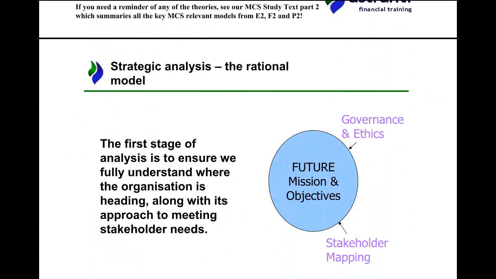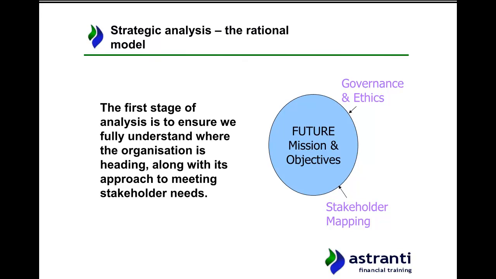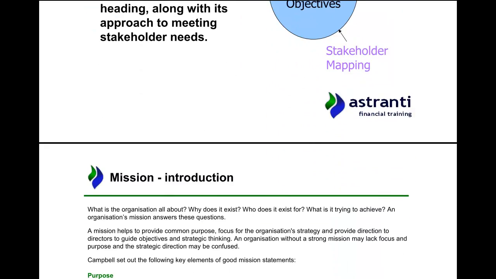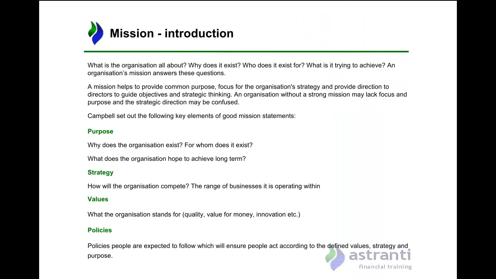And the first thing we're going to do is look at where we want to be. Where does Sparkspace want to be in the future? And we'll kick off by looking at mission statements. So what is a mission statement? Well, a mission statement is about your company, what your company is all about. Who do we exist for? Why do we exist? What do we wish to achieve? So what does Sparkspace wish to achieve?